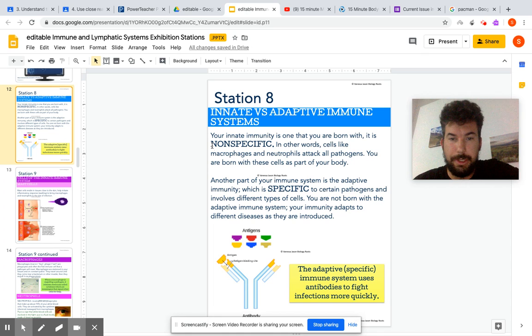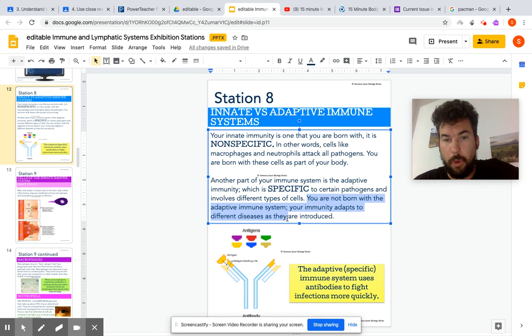The specific immune system, as I said, involves a lot more different types of cells. It's a little bit more complicated. We'll look at that later on, in a period next week. And as it says here, you are not born with the adaptive immune system. This is your body building this immune system over time, because the antigens that are left behind enable your body to build antibodies to mark those antigens so that other cells can come and destroy them. We will talk about that much more next period. But for today, we're focusing on that second layer of defense of your immune system.